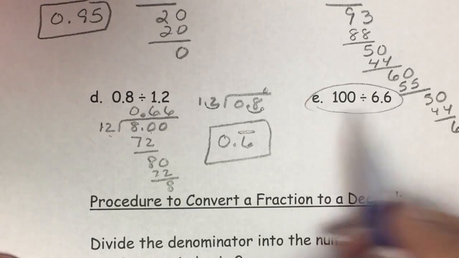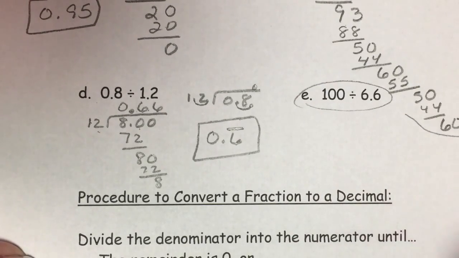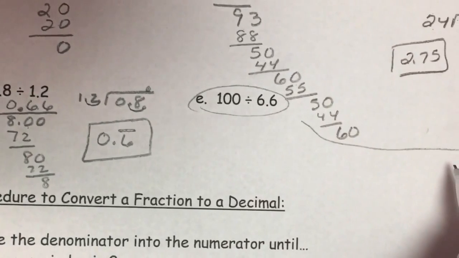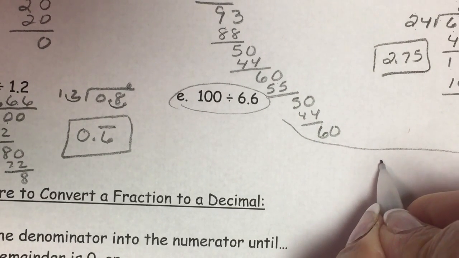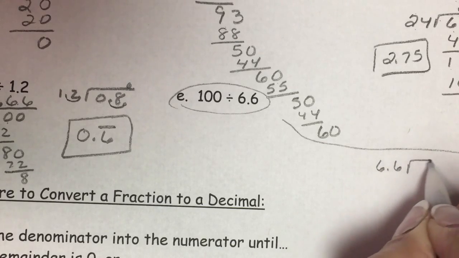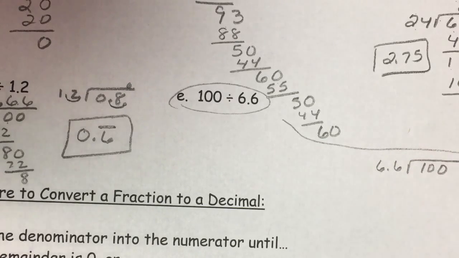All right, let's do this last one. If you don't mind, I'm going to have to do it down here. I'm kind of running out of room. I need more room. So what are we going to do? We're going to do 6.6 divided into 100.